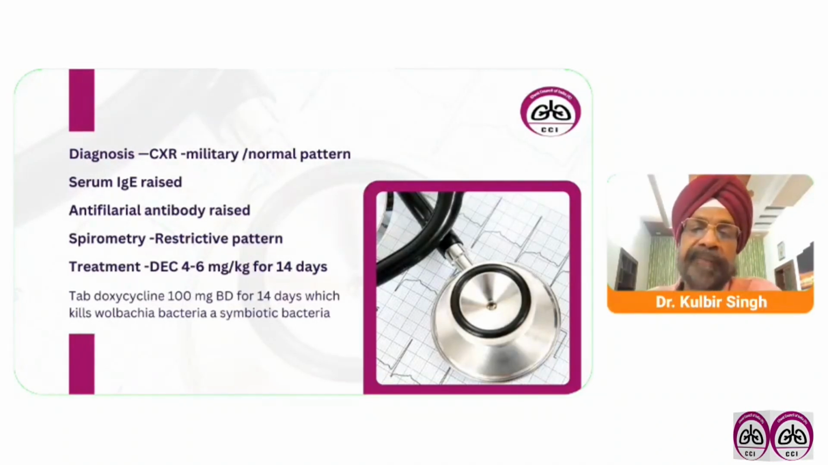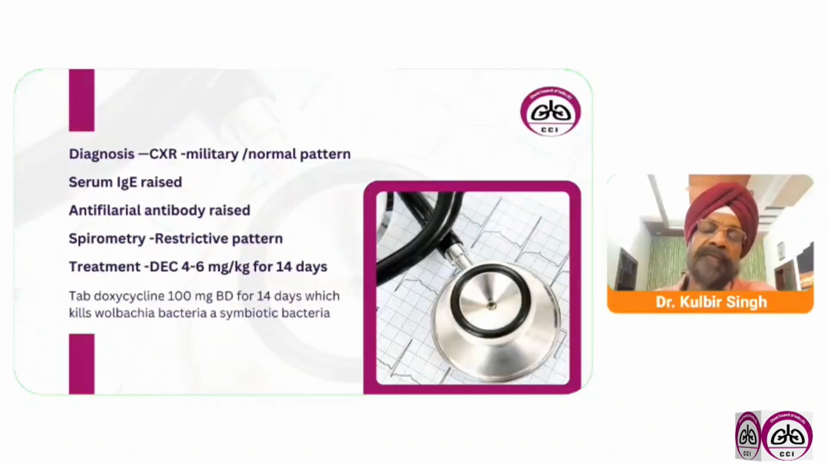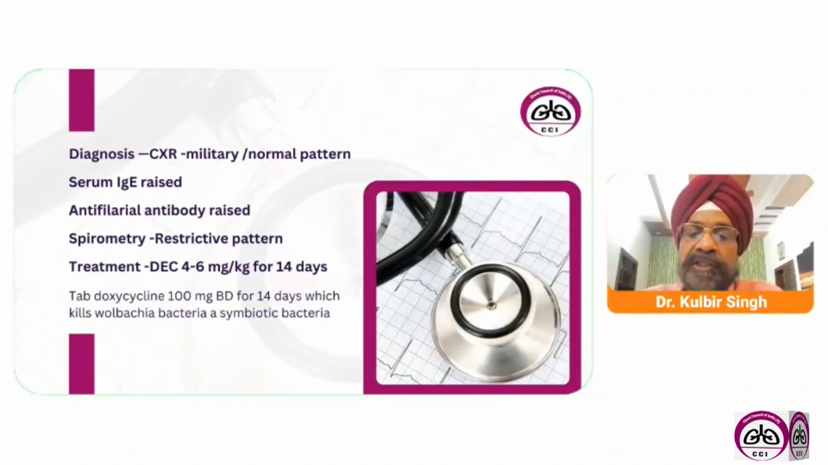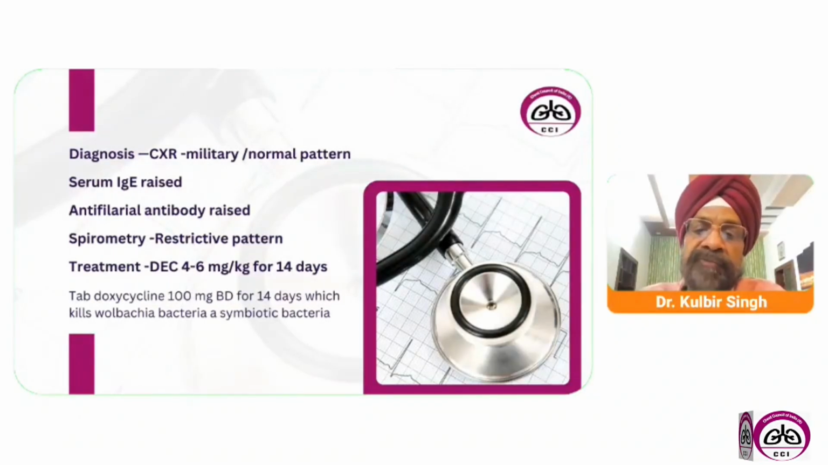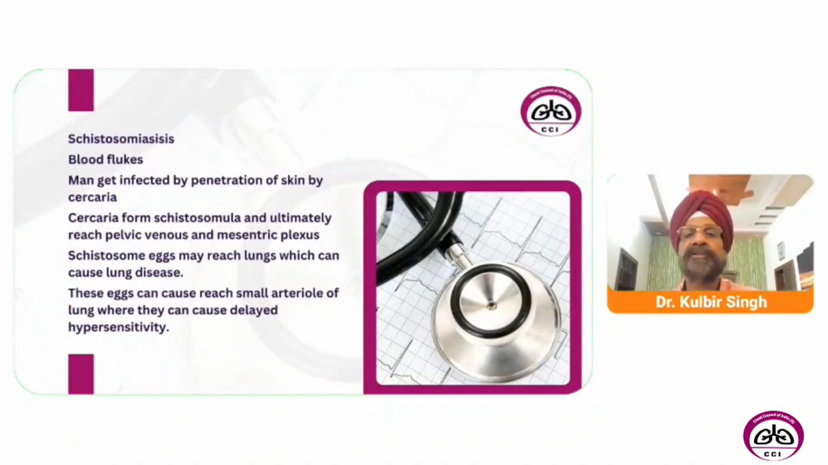Tablet doxycycline 100 milligram BD for 14 days kills the Wolbachia bacteria, a symbiotic bacteria. This bacteria causes increased multiplication of the worm, especially the female worm, which gives more eggs when this bacteria is present. So there is a symbiotic relationship between this Wolbachia bacteria and the worm. When the doxycycline kills this Wolbachia bacteria, the multiplication of the worm is decreased, and the patient is cured in a much better way.